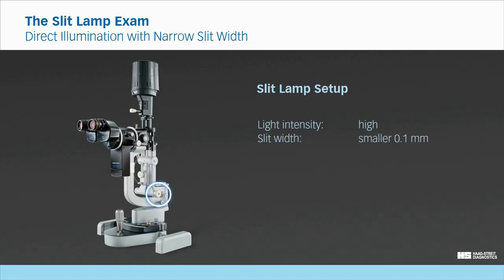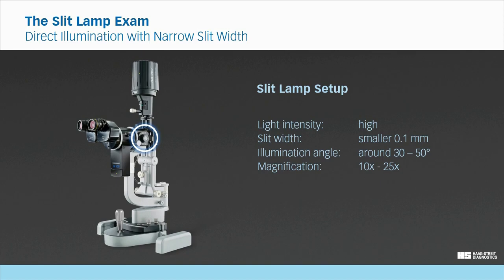Slit lamp setup. To set up the slit lamp, choose a high light intensity and a very narrow slit width. The illumination angle is selected according to anatomical conditions, somewhere between 30 and 50 degrees. A magnification of 16 times to 25 times is recommended to localize the depth of alterations, and 10 times to 16 times for assessing the profile of the cornea.